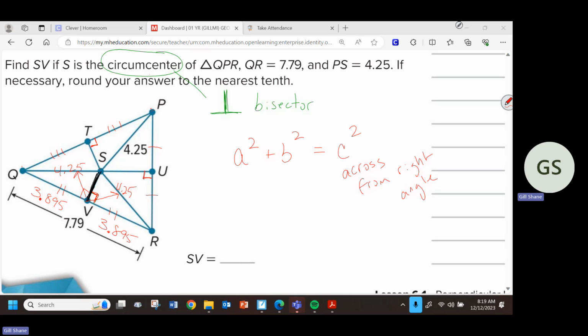If we plugged it in, I'll just show you quickly. I'm not going to do the math. You can solve it yourself. A and B do not matter. I could make 3.85 A or I could make it B. It wouldn't matter because ultimately they just get added together anyway. And then 4.25 squared. I'll give you a minute to solve that out, and then you can give me the answer so everybody can check their work.